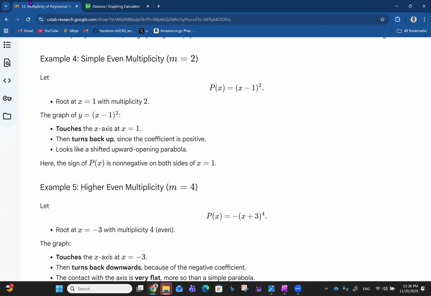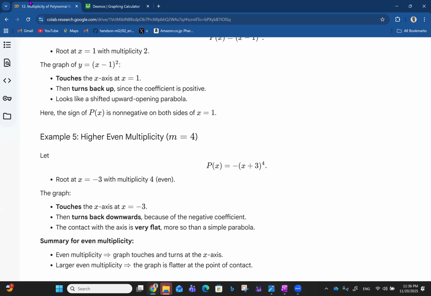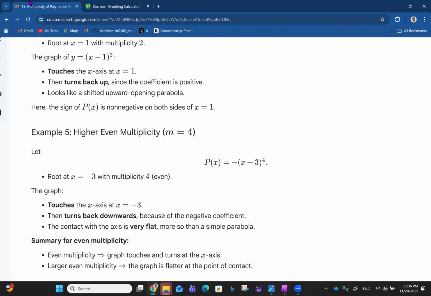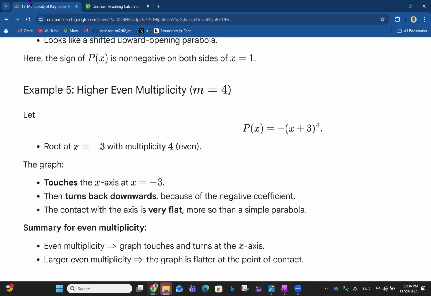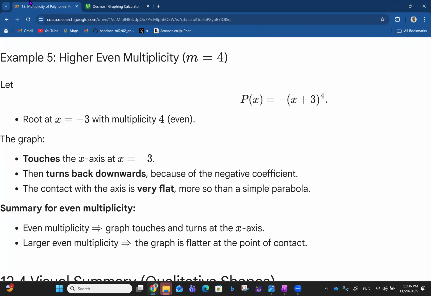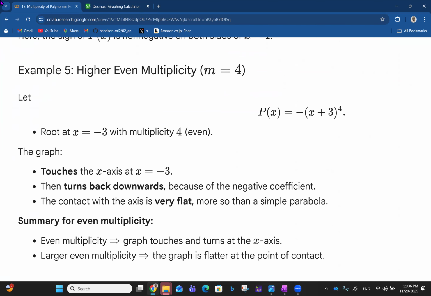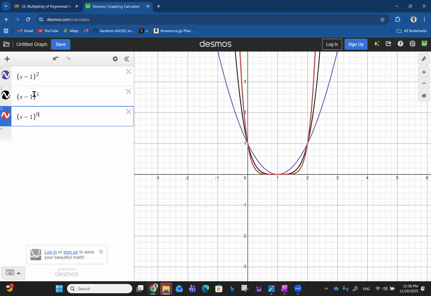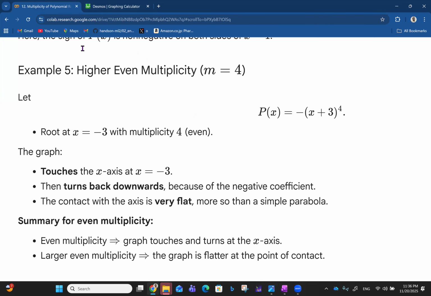So example 5 now. If we talk about example 5, higher even multiplicity. I think I already did that. Like when I used 4 and 6, you see it's flattening out. So higher even multiplicity, m equals 4, for instance. So let p of x be minus x plus 3 raised to power 4. So the root at x is minus 3 with multiplicity 4, which is even. So the graph touches the x-axis at x equals minus 3.